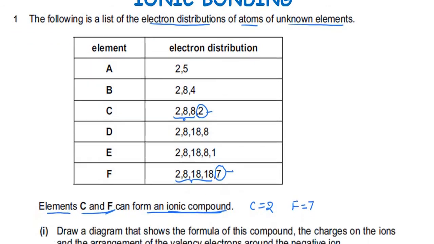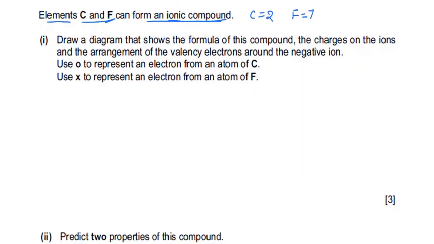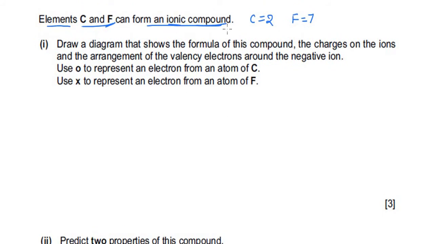Now let's have a look at the further part of the question, which says that elements C and F can form an ionic compound. Now draw a diagram that shows the formula of this compound, the charges on the ions, and the arrangement of the valency electrons around the negative ion. We can use some symbols also to represent these elements, that is, use the dot symbol for electrons of atom C and a cross symbol for the electrons of atom F. Let's start with the first part of this question, that is forming the formula of this compound.